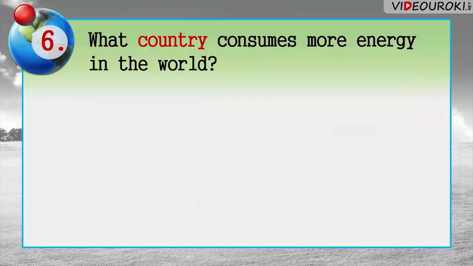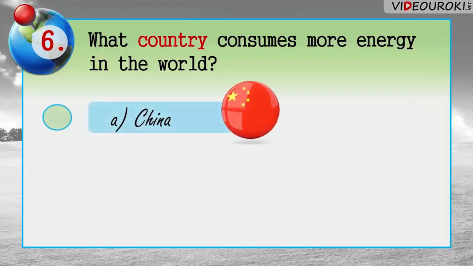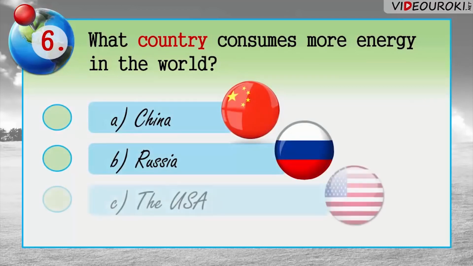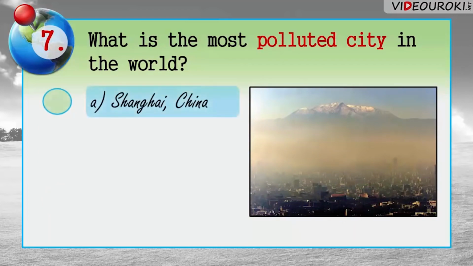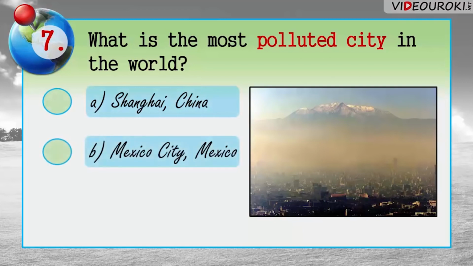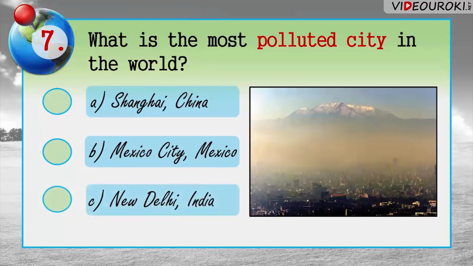Question number 6. What country consumes more energy in the world? A. China. B. Russia. C. The USA. Correct answer is C. The USA. Question number 7. What is the most polluted city in the world? A. Shanghai, China. B. Mexico City, Mexico. C. New Delhi, India. Correct answer is B. Mexico City.